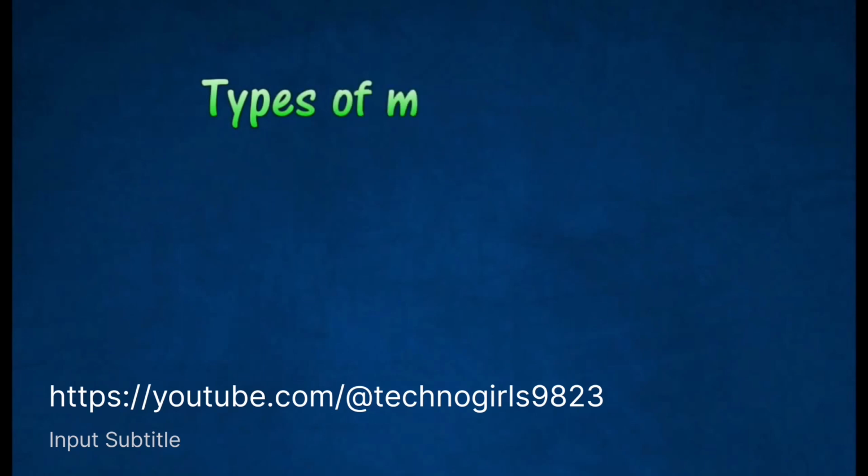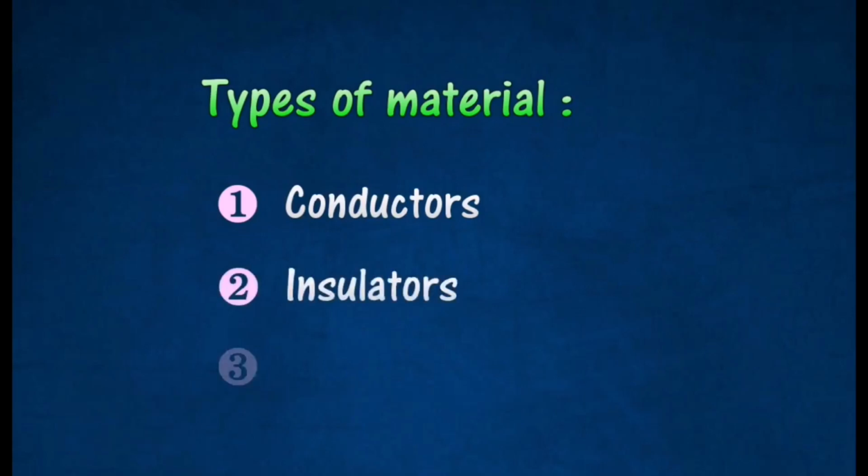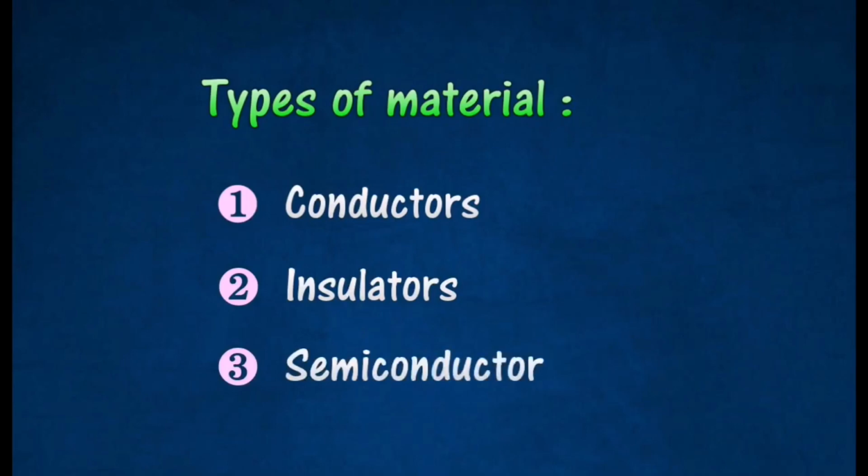There are three types of materials used in electronic components. Electrical conductors are materials that allow electricity to flow through them easily. Electrical insulators are materials that prevent electrical flow. Semiconductor materials exhibit both conducting and insulating properties.